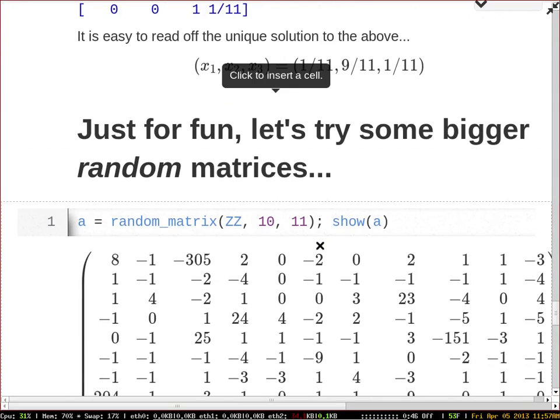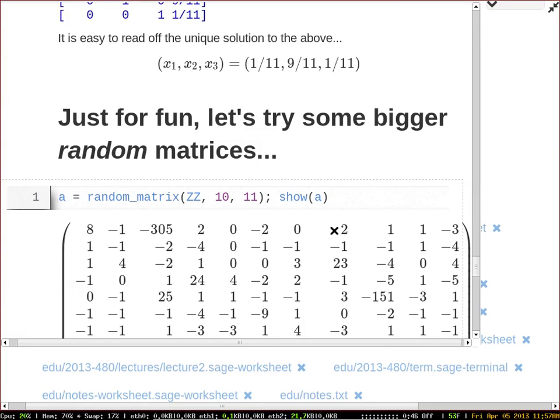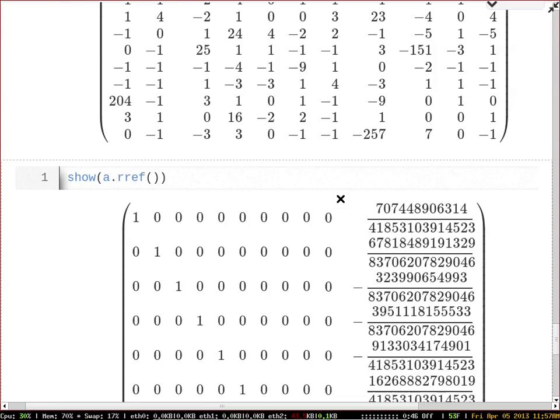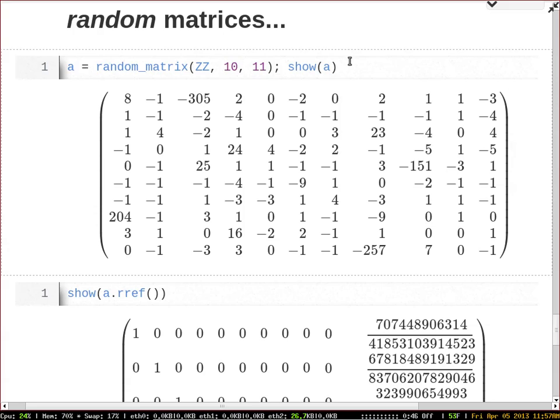Okay, let's try some slightly bigger matrices, which I'll probably have to zoom out a little so you can see them. So here, this is a random 10 by 11 matrix. I chose 10 by 11 because this is what you would get if you were to take a system of 10 equations in 10 unknowns, and you have that one extra column at the end.